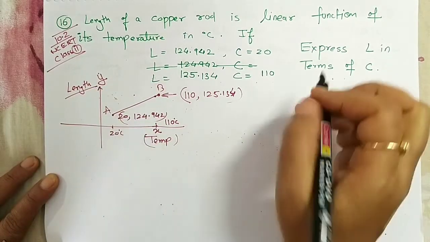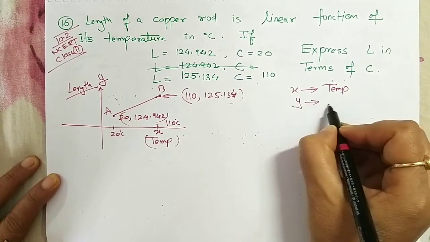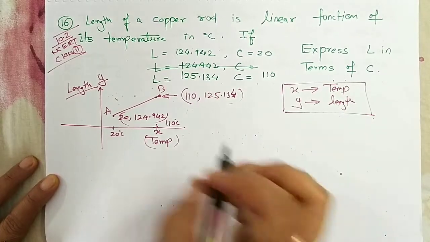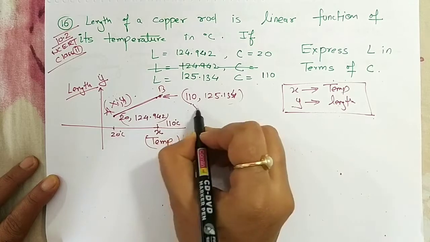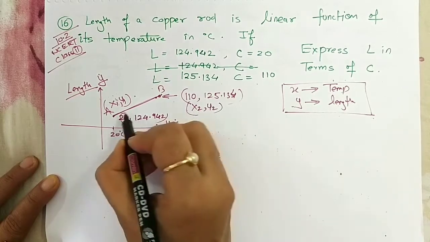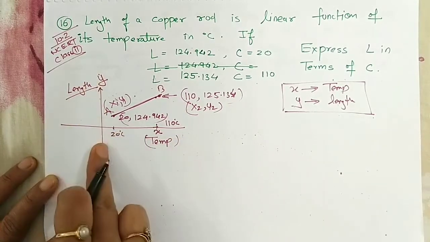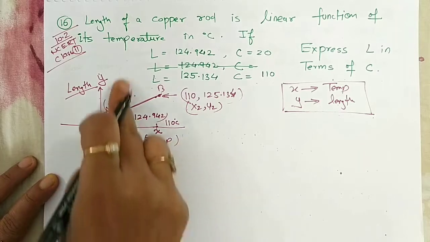In the end I will change. So I am taking x as temperature and y as length, because I am more comfortable with x and y. Suppose this is x1 y1, and this is x2 y2, and I have to find a linear relationship between temperature and length. So I will find the equation of the line which shows the relationship of x and y.